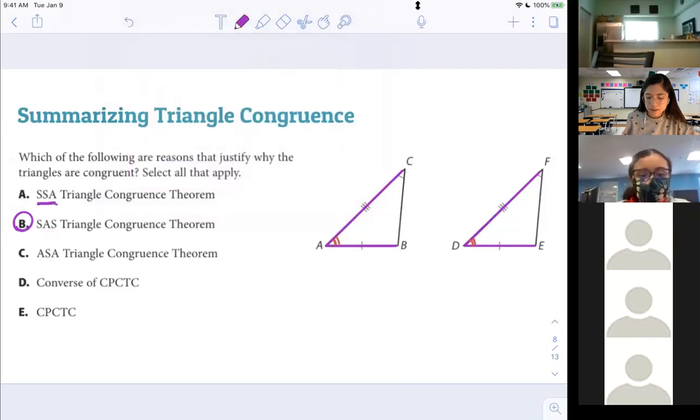Oh wait, I got confused because one of the sides had 3 slashes and one only had 1. That was the one that confused me. So you had to match whichever one has 3 with the one that has 3. The one that has 1 goes with the one that has 1.